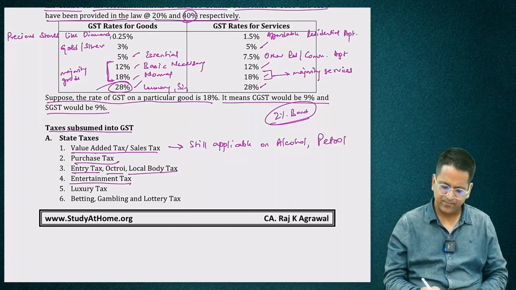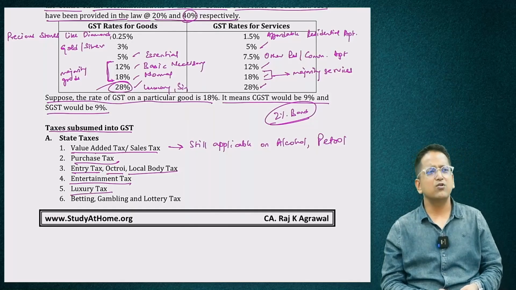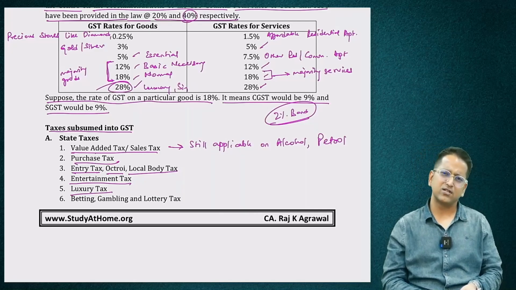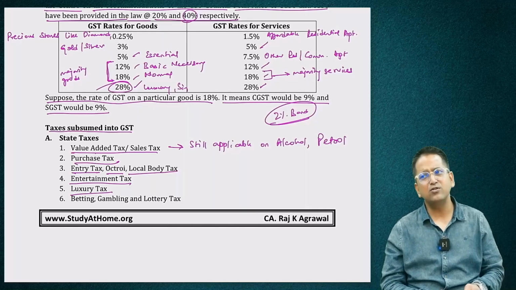Luxury tax. What was luxury tax? For example, when you used to book a hotel room earlier, service tax used to be levied, since it's a service. Today GST is levied. But on 5-star and above properties, they also levied luxury tax on top of it. So service tax plus luxury tax.